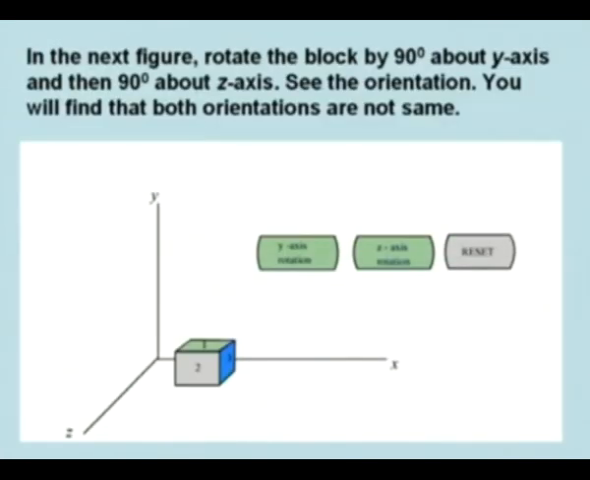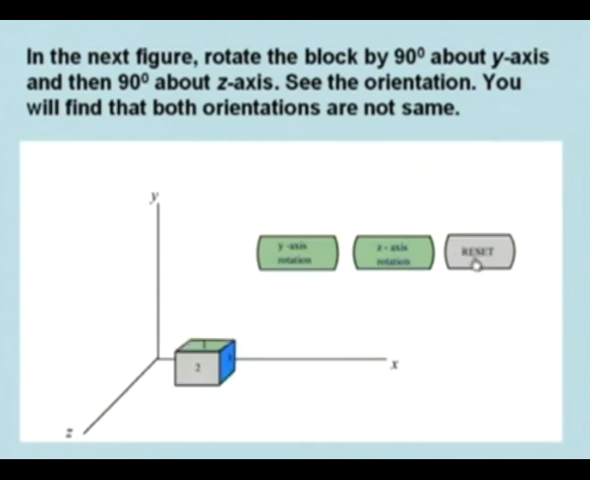Now in the next figure, rotate the block by 90 degrees about the y axis first, and then 90 degrees about the z axis. See the orientation. You will find that both orientations are not the same. Suppose I rotate it about the y axis, you get this, and then about the z axis I get this. So I got a totally different result. See this animation again: rotation by 90 degrees about the z axis, rotation by 90 degrees.